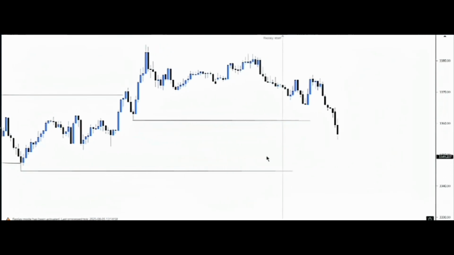Okay, so as you can see, inducement has been grabbed right there. Now because inducement has been grabbed, we are now to mark our areas of interest. Remember that this is your last point of invalidation. If price comes to take out this point of invalidation and closes below it, that will become a CHoCH, a change of character.